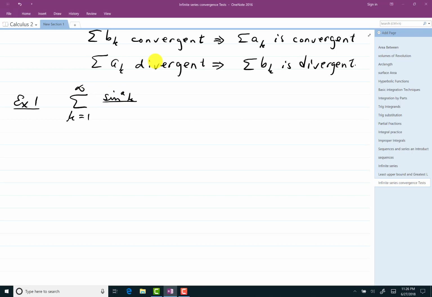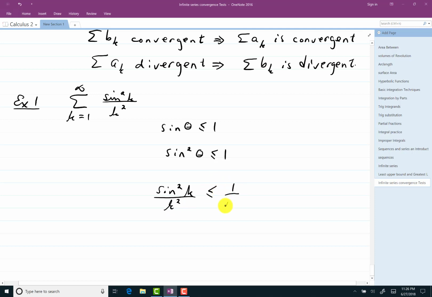Here I'll start with sine squared of k over k squared. And this one's not going to be so bad because I'm going to compare it with 1 over k squared, and this is why. We know no matter what, sine of theta is less than or equal to 1. That means that sine squared of theta is also less than or equal to 1. You square 1, you get 1 squared, it's still 1. So that means that when I look at sine squared of k over k squared, I know that that's less than or equal to 1 over k squared, because I know that the numerator is less than or equal to 1.